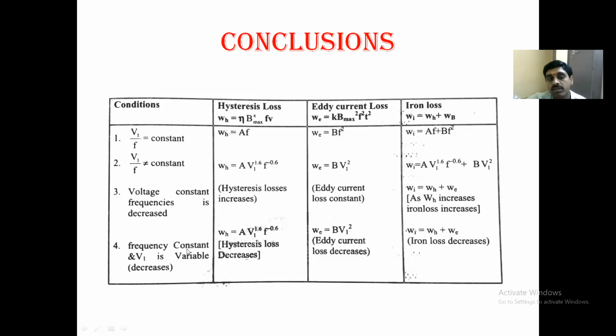So, frequency constant and voltage variable: then hysteresis loss decreases, eddy current loss decreases, and iron loss decreases. And the effects of this voltage and frequency, you can summarize in this table. You can go through it for one second.